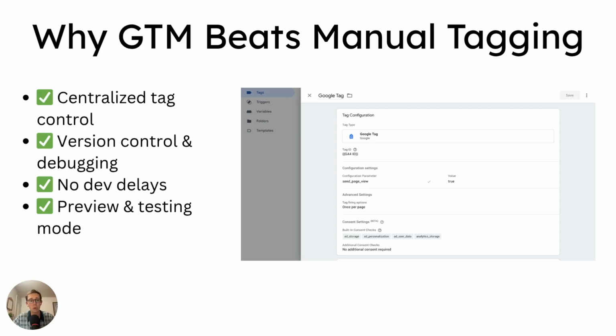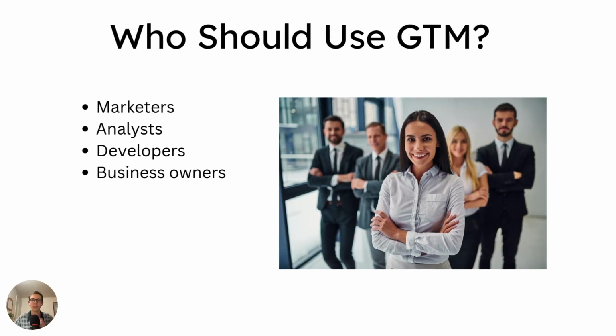We can speed up the process that typically would be slowed down by development delays. And then another really cool use case is you can stage changes, meaning you can see them on your site without publishing them in this preview and testing mode, which is very helpful if you are deploying something new for the first time and you want to make sure it's working before you actually make that change. There really isn't a great way to do that if you're manual tagging, where Google Tag Manager makes that pretty seamless. So let's go over who should use Google Tag Manager.